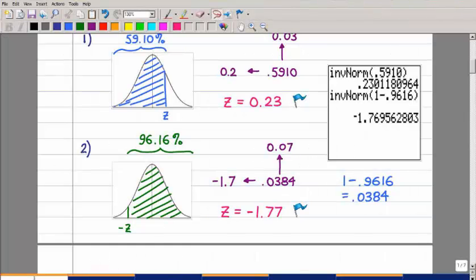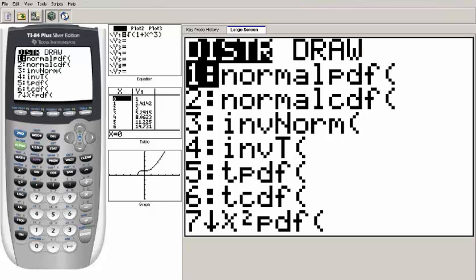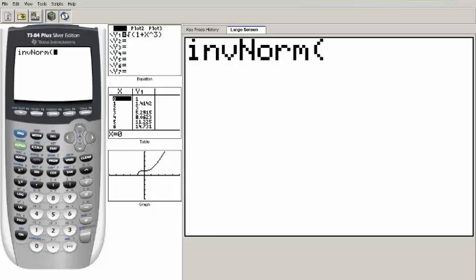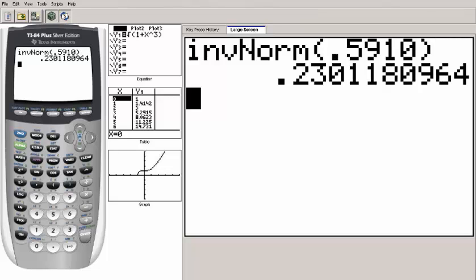Now the inverse norm function in the calculator, let me bring that up and show you where that is. If you go second, distribution, as I mentioned in the notes, it's right there below the normal CDF. The argument for the inverse norm is area to the left of the z. It only knows left. So if I put in 0.5910, I get 0.23, and we round that to 2 decimal places for our z. For probabilities we use 4, but for the z we only need 2.